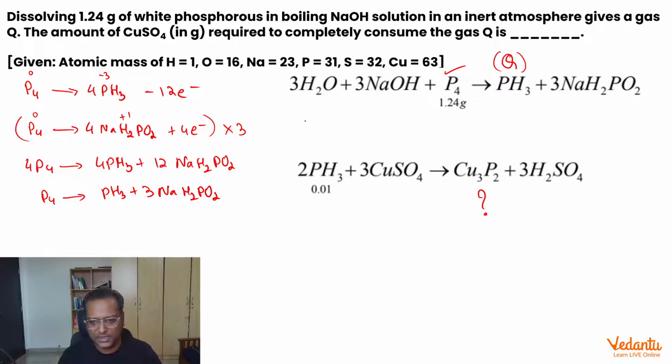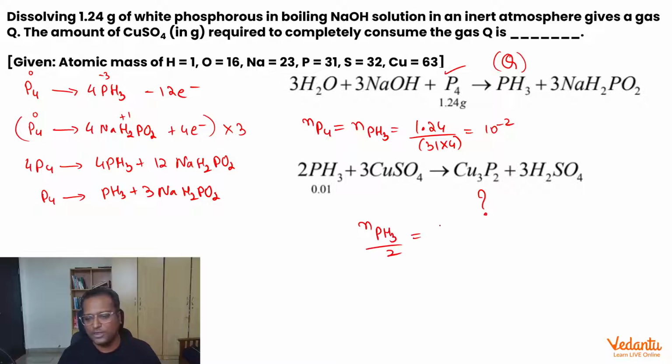So from here we can clearly see number of moles of phosphorus is equal to number of moles of phosphine. They are 1:1. And how many moles of phosphorus do we have? 1.24 divided by 31 into 4. So that will come out to be 10 to the power minus 2 moles. From the second reaction we can understand number of moles of PH3 by 2 is equal to number of moles of copper sulfate by 3. Simple mole concept, isn't it? So what do we get? Number of moles of copper sulfate here is equal to 3 by 2 into 10 to the power minus 2.